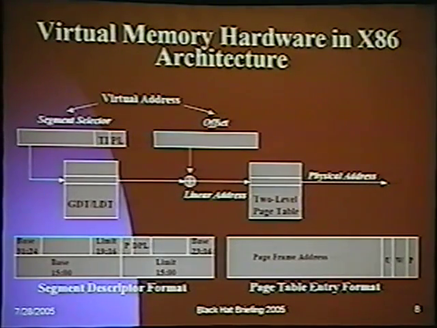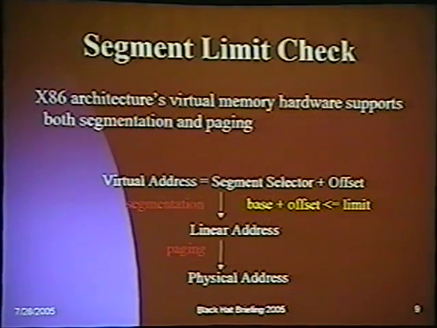In this process, it actually does one more thing, which is called a segment limit check. To make it simpler, basically we have a virtual address which consists of segment selector plus offset. And in the process of forming the linear address, the hardware already performs such a check. It makes sure that the resulting linear address lies within the lower and upper limit of the corresponding segment. The virtual memory hardware of x86 architecture has been doing this for years.